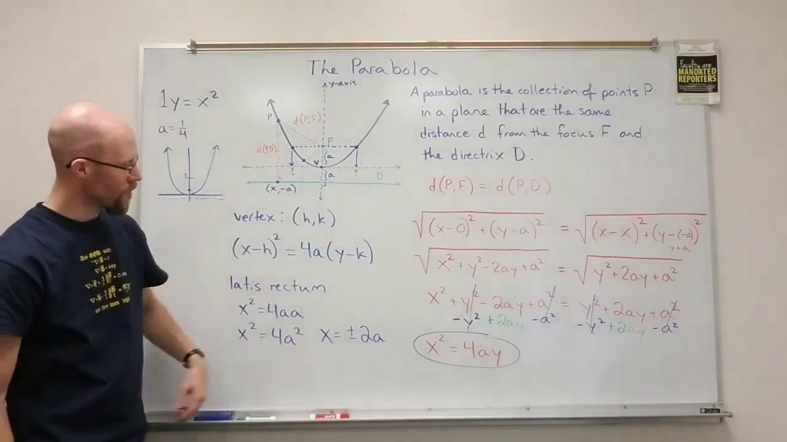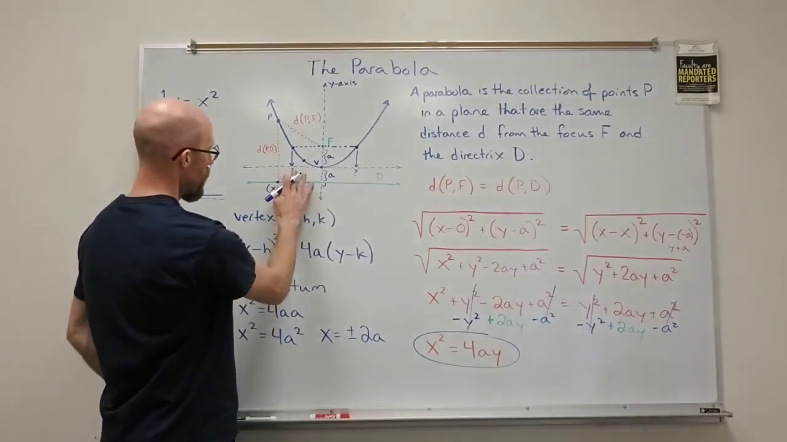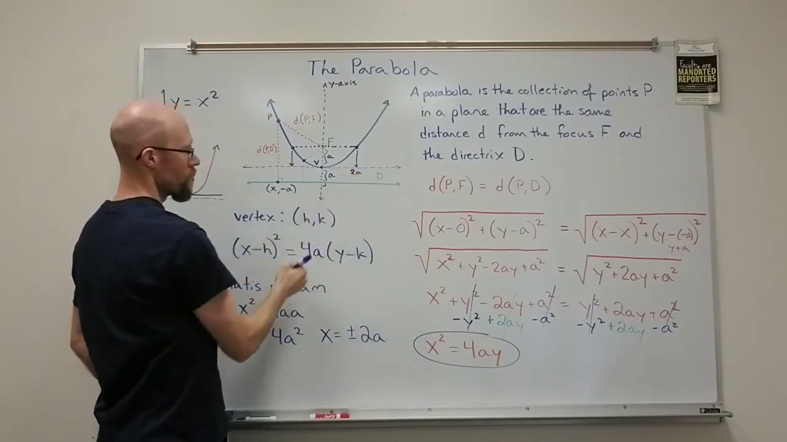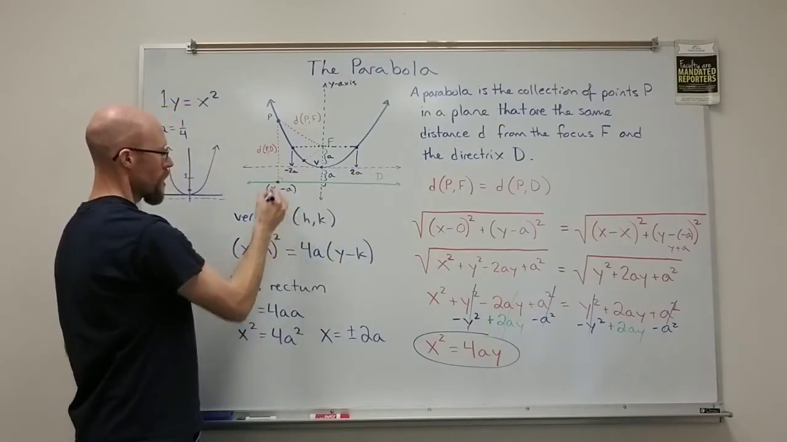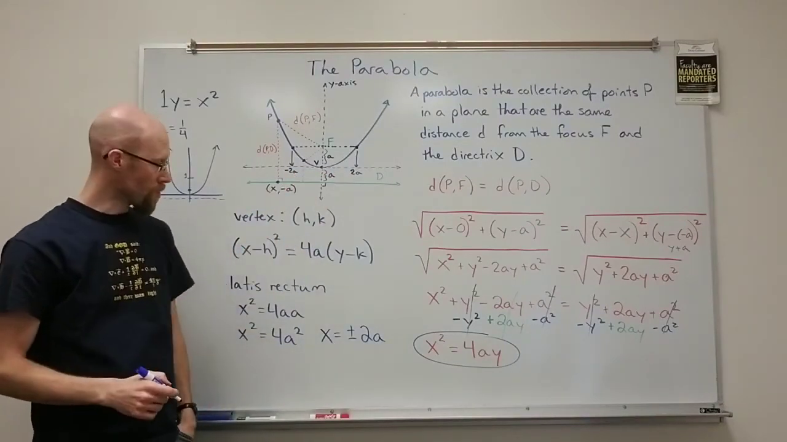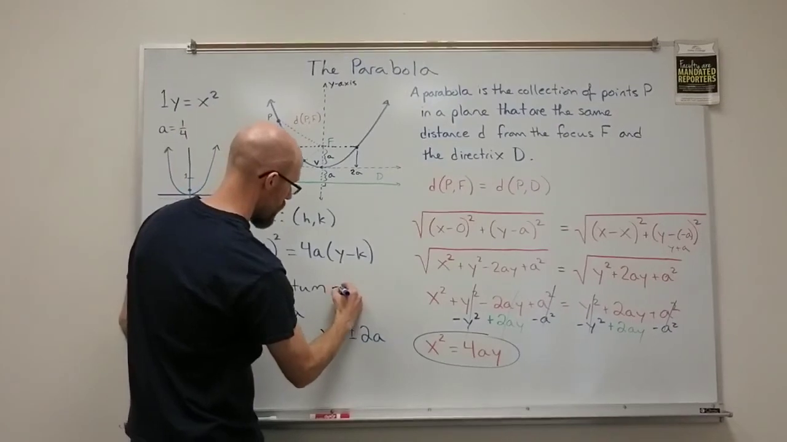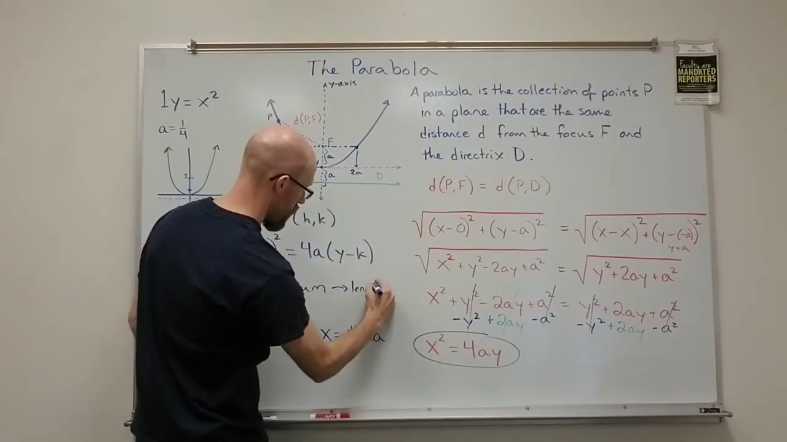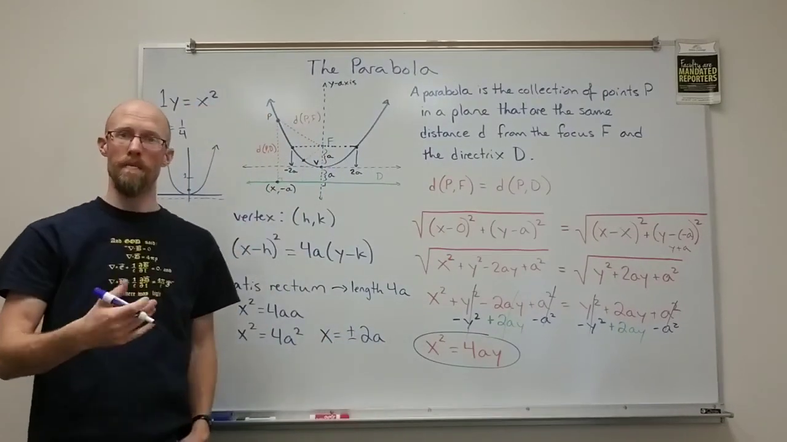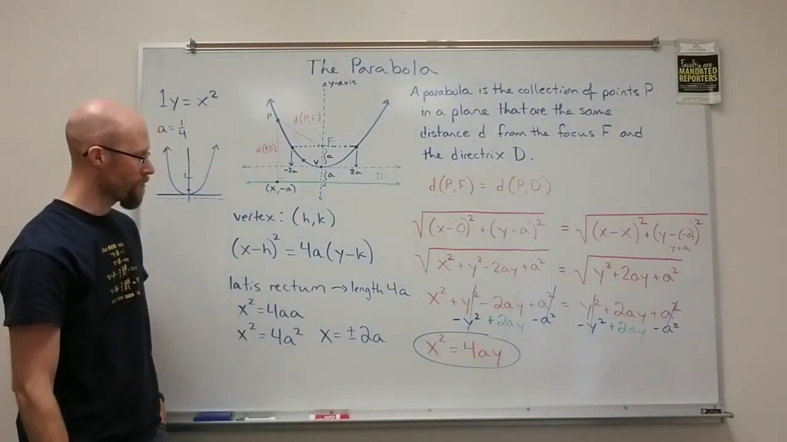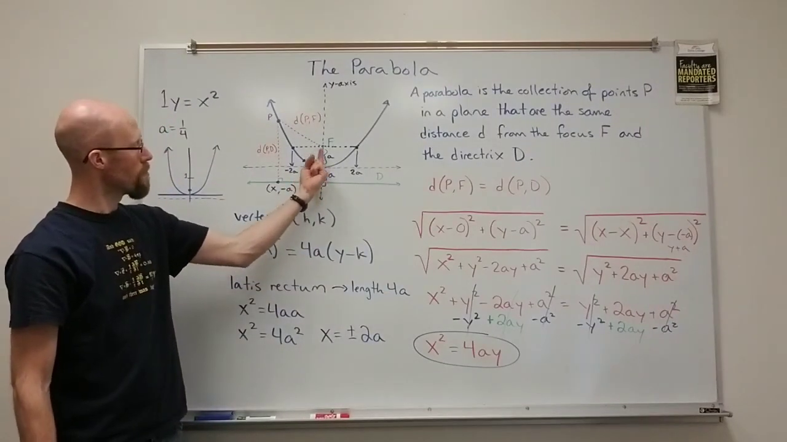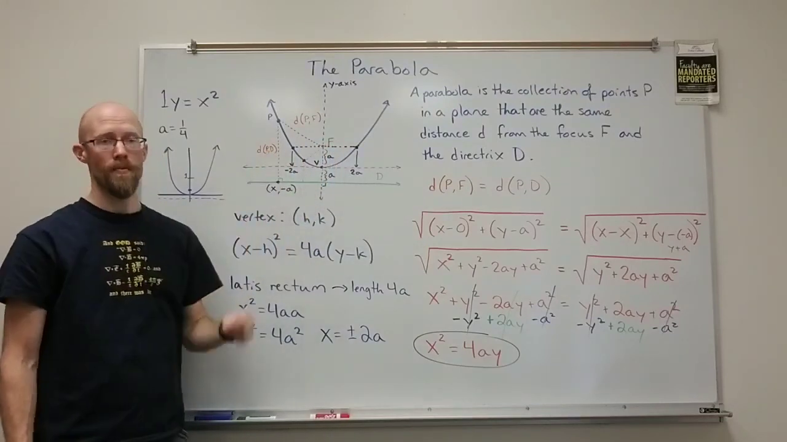And so what we find out is that instead of a question mark here, if I put 2a, the positive version on the right, negative 2a, the negative version on the left, that will give us the coordinates. And so the lattice rectum itself has a length of 4a. 2a in either direction, add them up, and you get 4a. All right, so that will give you that distance. But again, from the focus, it is 2a in either direction.